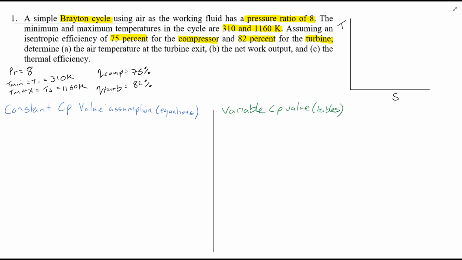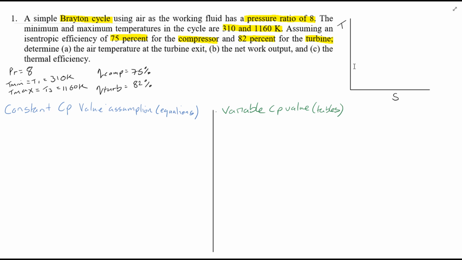Hello and welcome to example sheet 3, question 1. In this particular question, we're looking at a Brayton cycle using air as the working fluid. A pressure ratio of 8 is given, so we've pulled that out. The minimum and maximum temperatures of the cycle are 310 and 1160 Kelvin.